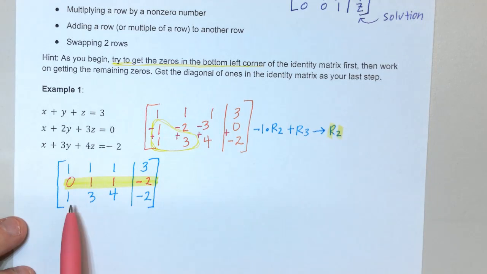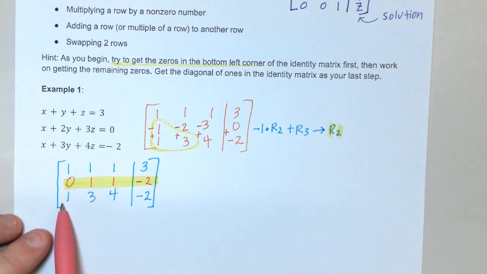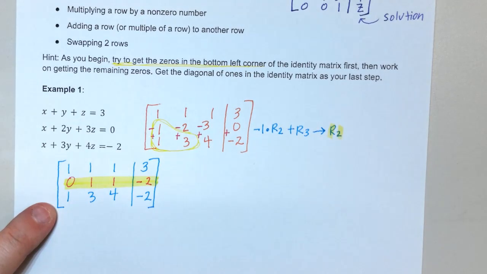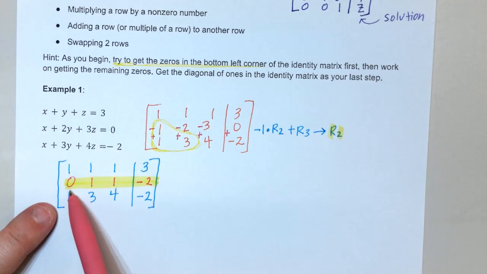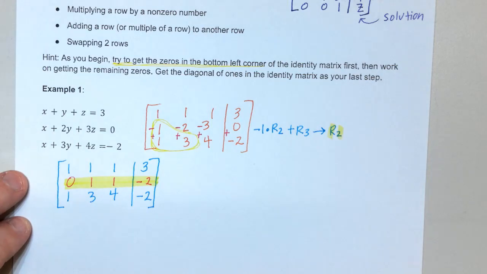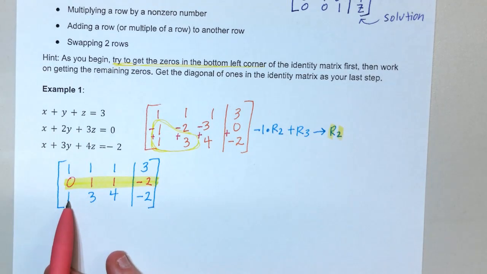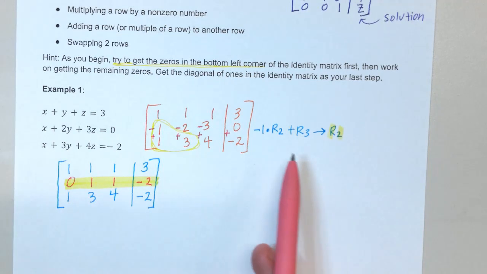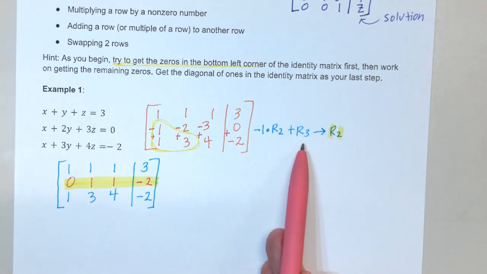Which one do you want to do next? The 1 or the 3 down here? It doesn't matter. The 1, okay. So here we've only got one option really, because I can't multiply 0 by anything to cancel it out. But what can we do? How can I change this to a 0? It's going to be similar to what we did up here. Same thing.